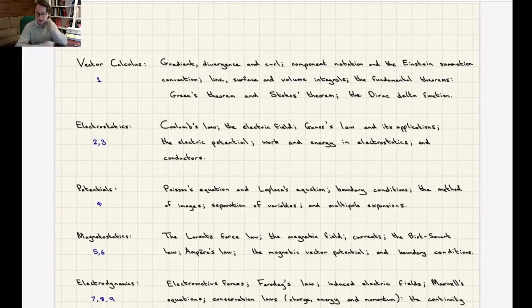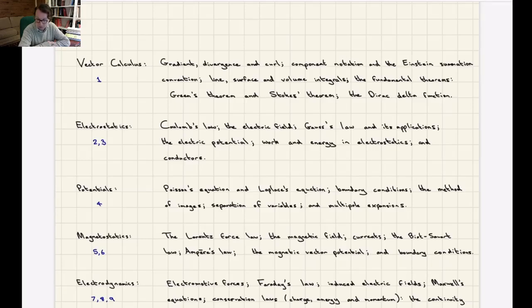So in vector calculus, we will just immediately, to refresh our memory and to also make sure our notations are the same, look at the gradient, the divergence, and the curl. One thing that's new that we will do is look at component notation. And we will give special conventions for doing that. And we will start using something called the Einstein summation convention, which will make our equations look a lot simpler.